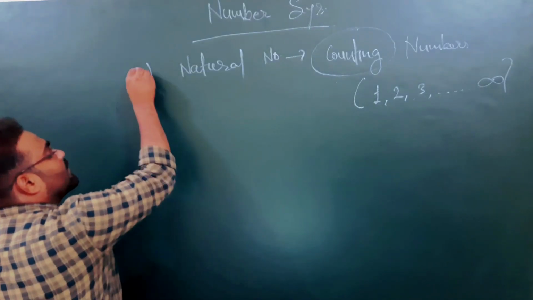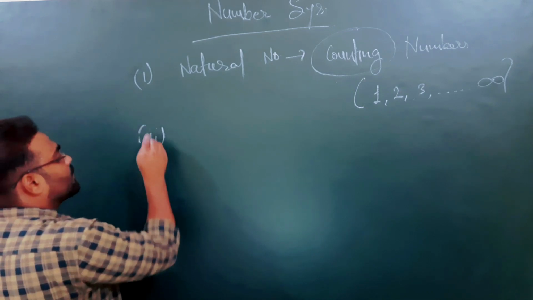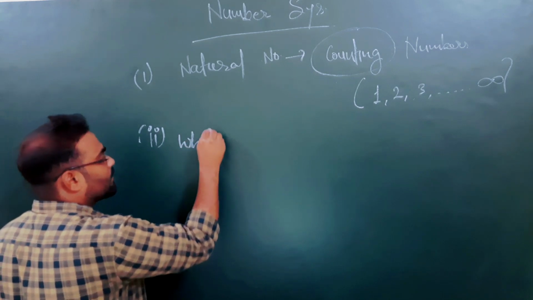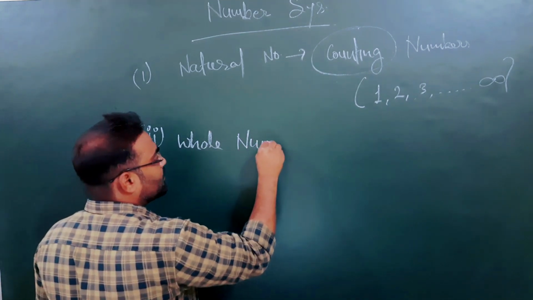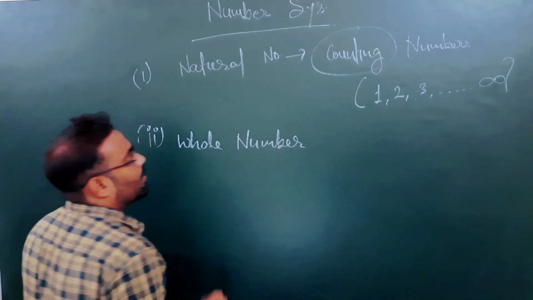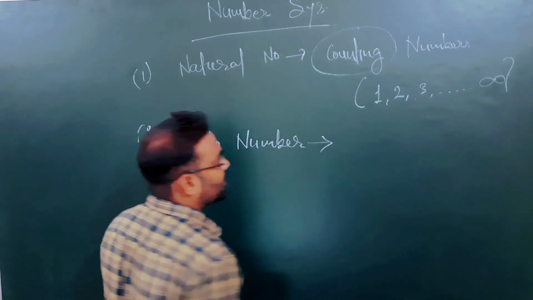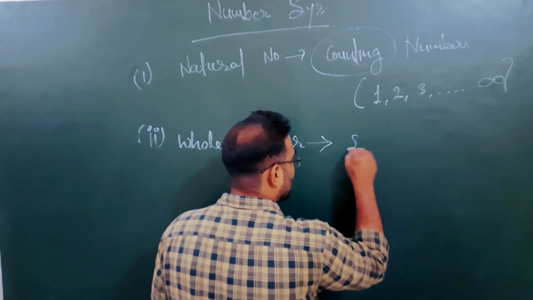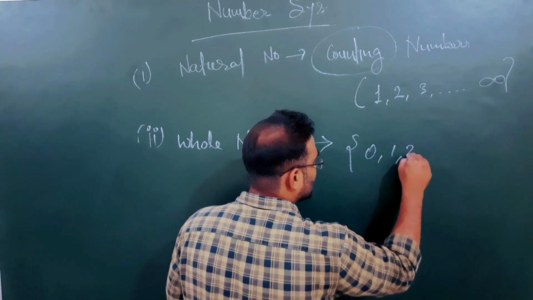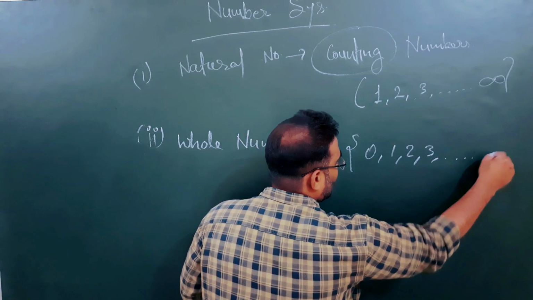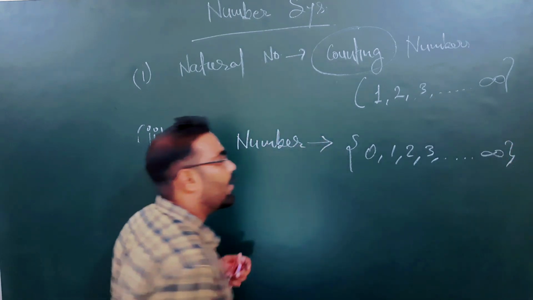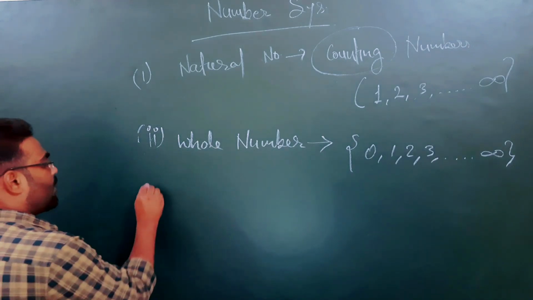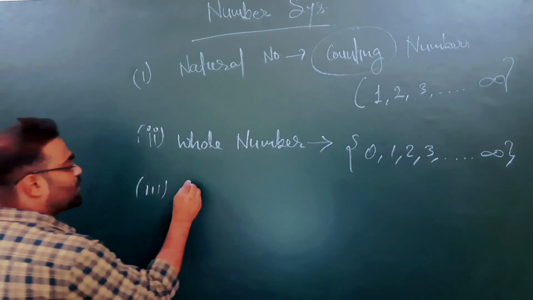Similarly, the second one is whole numbers. Don't get confused between natural numbers and whole numbers. Just add an extra 0 to it, till infinity. Just add an extra 0, that will be called whole numbers. Then comes the role of integers.